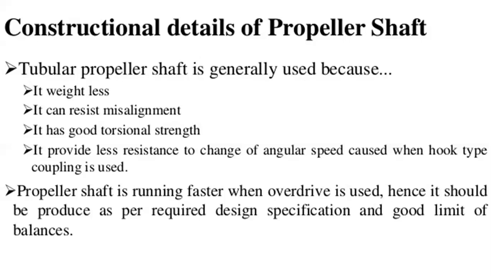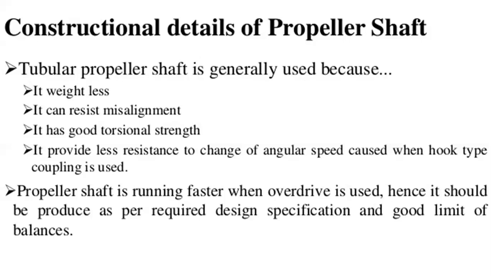We are using hook type coupling to change the different angular speeds on this propeller shaft. Next, the propeller shaft is running faster when overdrive is used. Hence, it should be produced as per the required design specification and a good limit of balance.